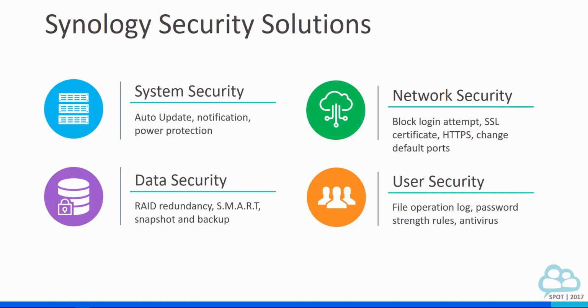We discussed data security, including RAID redundancy, to make sure that even when your hard drives fail, which they will, your data will persist. I showed you how to run smart checks to make sure hard drive integrity is monitored on a regular basis. Then we took a look at snapshotting and backing up your system to another Synology NAS or to a public cloud provider or remote server. Finally, we covered user security. We enabled file operation logging for several different protocols, enforced password strength rules and two-step authentication, and checked out our antivirus. Then at the end, we summed all this up by checking out Security Advisor to make sure we didn't miss anything.